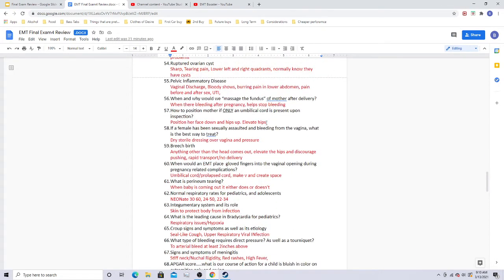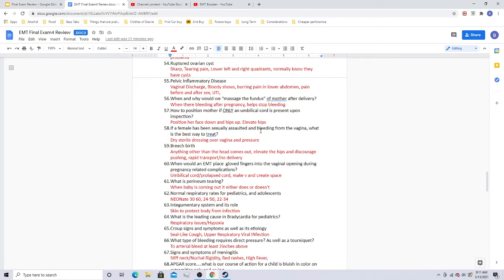So next we've got the ruptured ovarian cyst: sharp tearing pain in the lower left or right quadrants, and normally they know that they have a cyst. Pelvic inflammatory disease: that will be your vaginal discharge, bloody show, burning pain in the lower abdomen, pain before and after sex, and normally the patient has a history of UTIs.